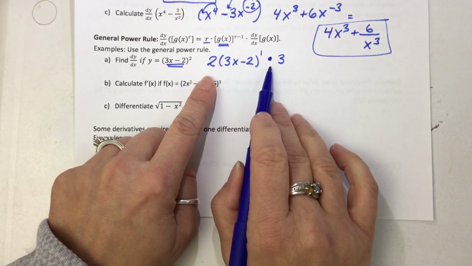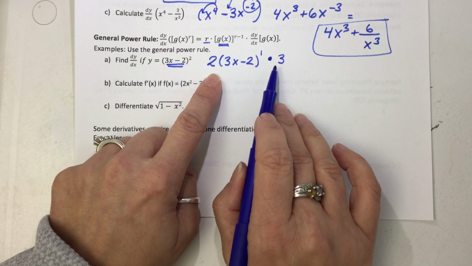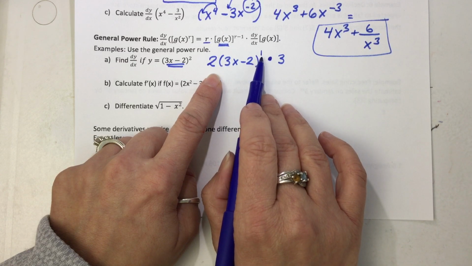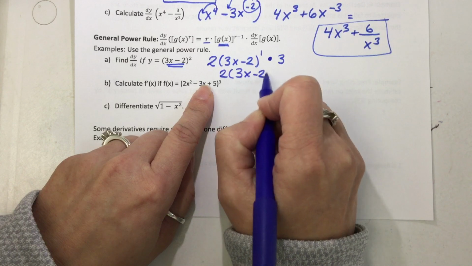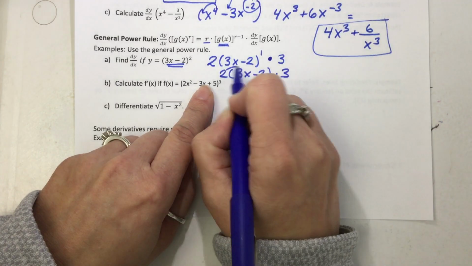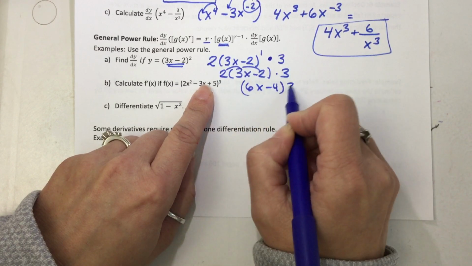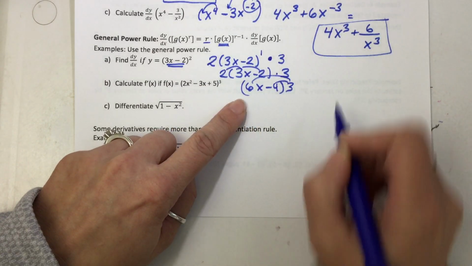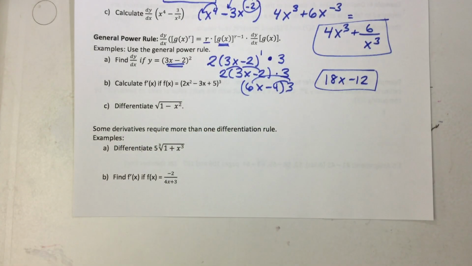Now, sometimes you could go ahead and simplify. Okay, this one I can simplify pretty darn easily because I have nice numbers to deal with. This is a 1, so it's really like 2 times 3x minus 2 times 3. So I could go ahead and distribute. So I would have 6x minus 4 times 3. So I could go ahead and distribute there. So I'd have 18x minus 12. Okay, so that one works out pretty nice.